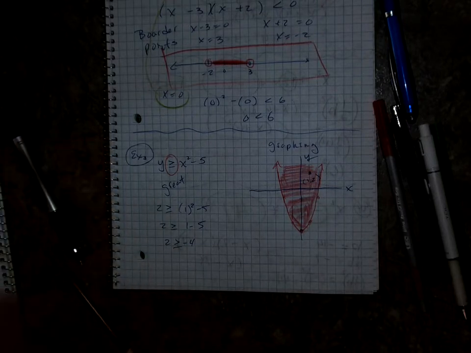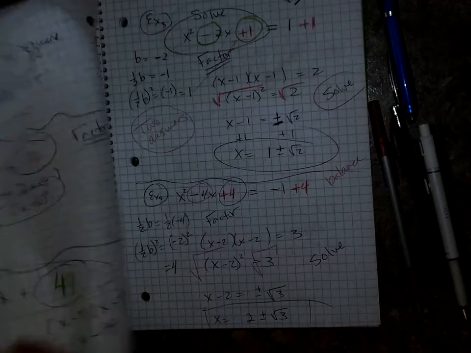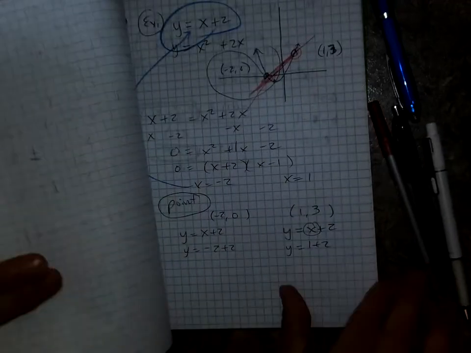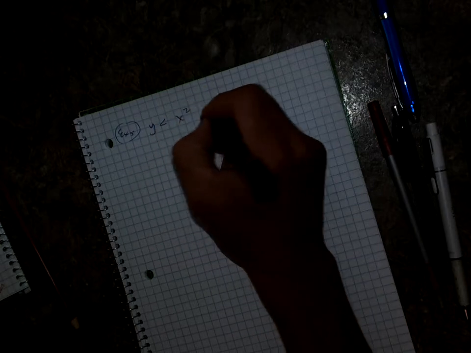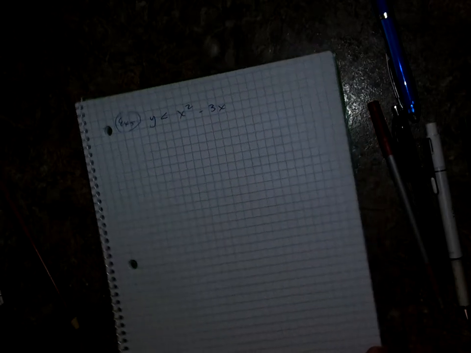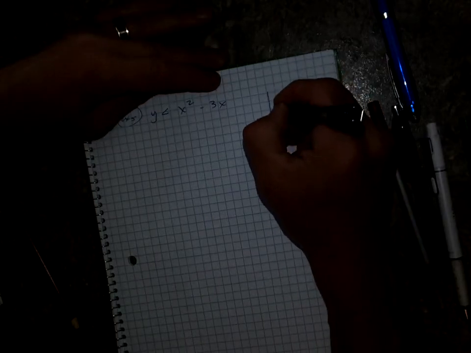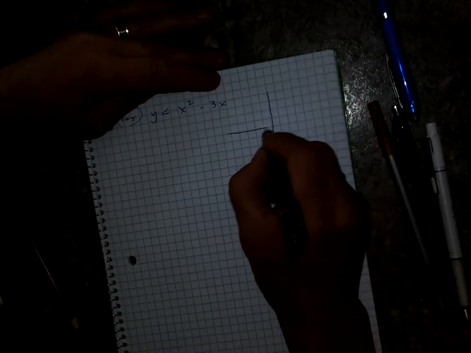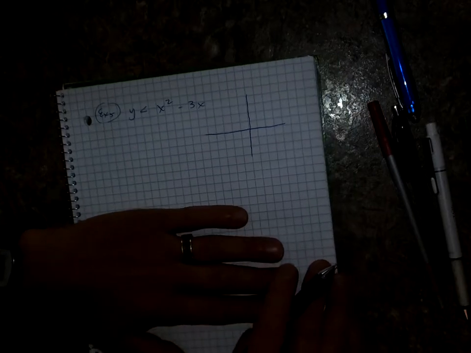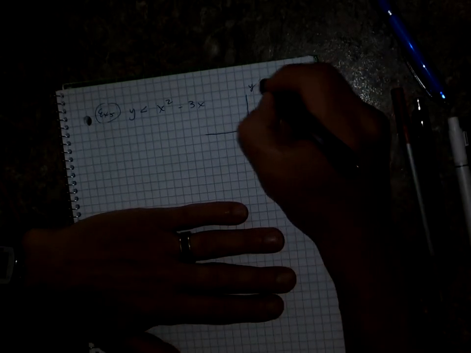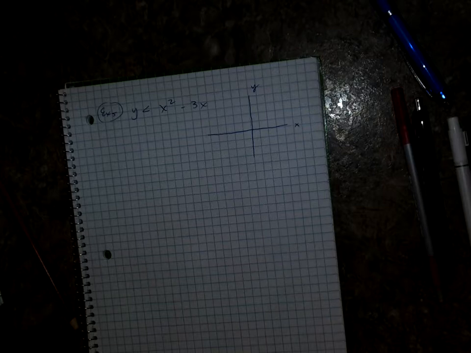Okay. All right, I'm going to turn the page. Let's turn the page quite a bit. All right, let's take a look at another example. Example 5, I think. I have y is less than x squared minus 3x. So it's x and y. I know, because it's x and y, I'm going to put it on the x, y coordinate plane.